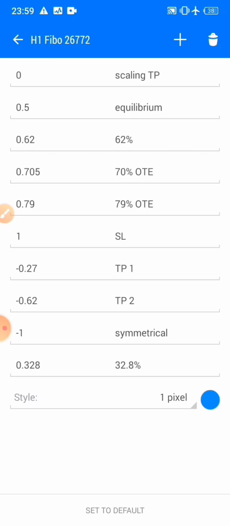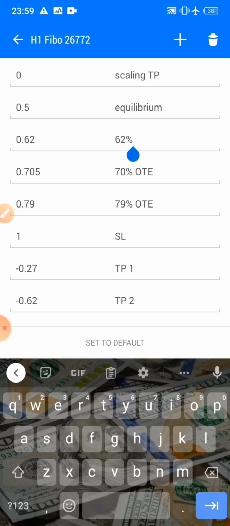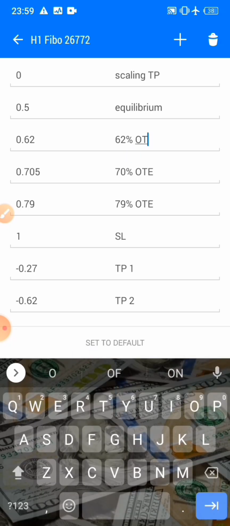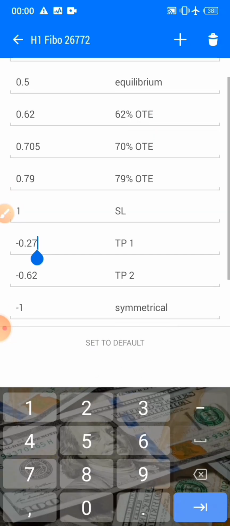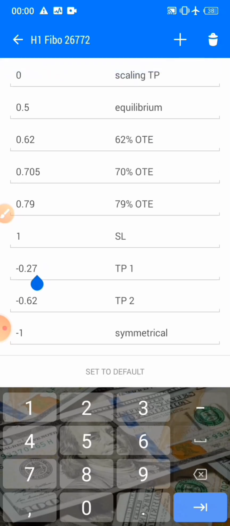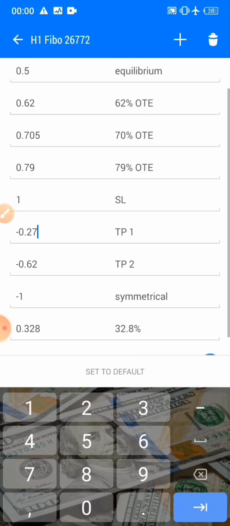0 will be scaling TP, 0.5 will be equilibrium, 0.62, you can say 62% OTE, and we've got 0.705, we mark it as 70% OTE, 0.79. Just take a screenshot of this. After taking a screenshot, click done.